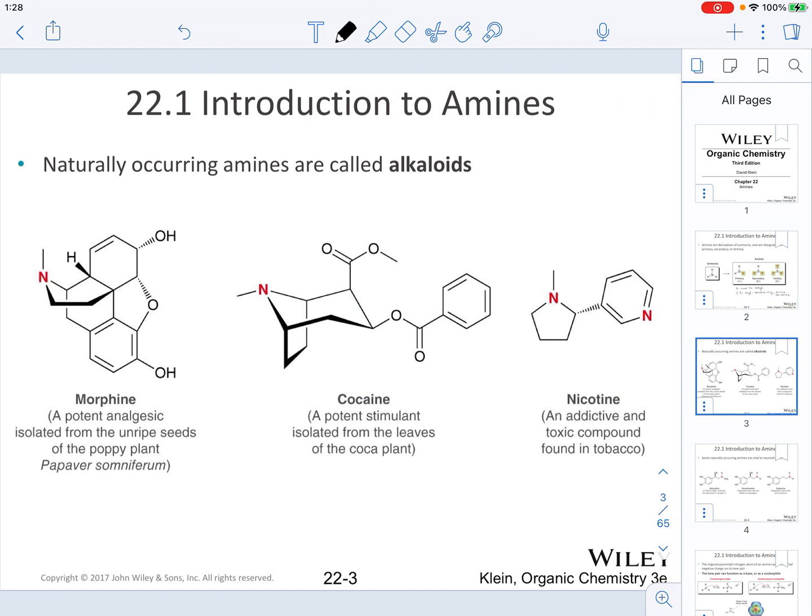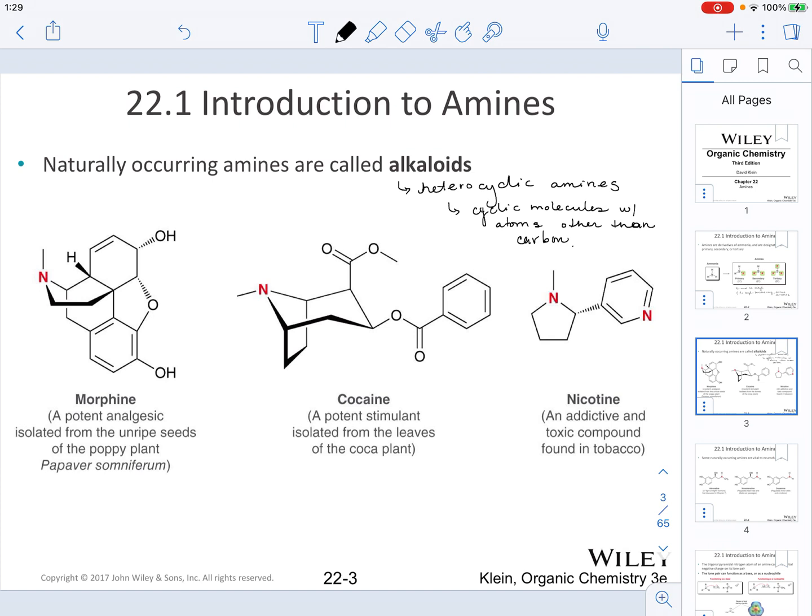Understand that in nature, amines can actually occur, and they are known as alkaloids. These are going to be physiologically active amines. Most of these amines that are alkaloids are going to be heterocycles, and what I mean with heterocycles is a cyclic molecule with atoms other than carbon, and specifically in the case of a heterocyclic amine, that atom other than carbon is going to be nitrogen.